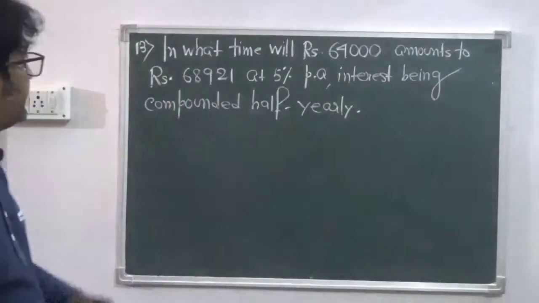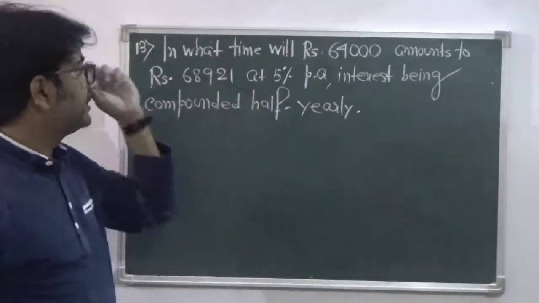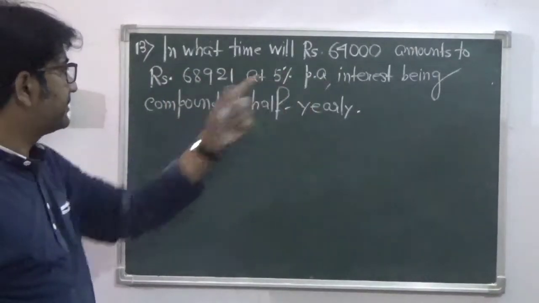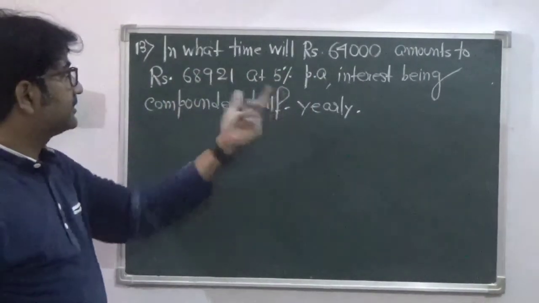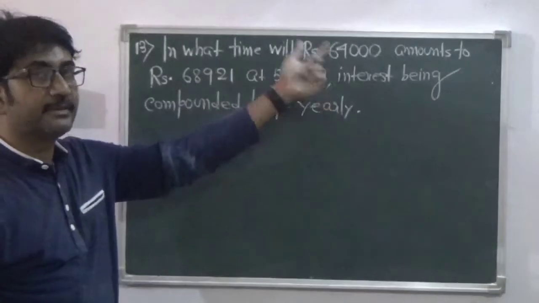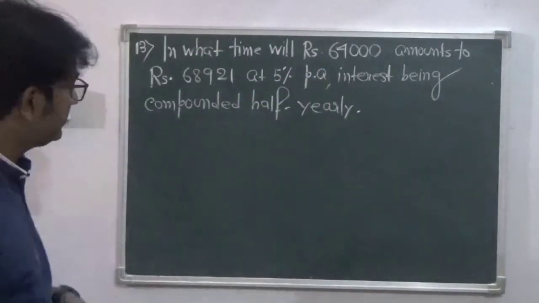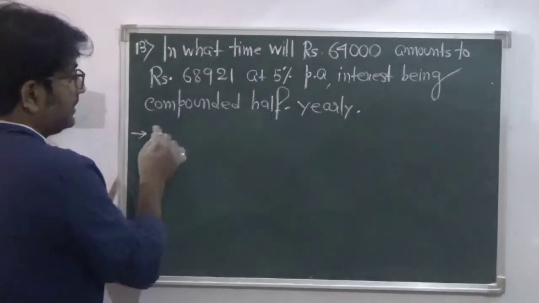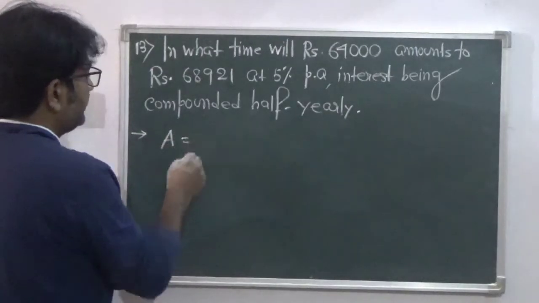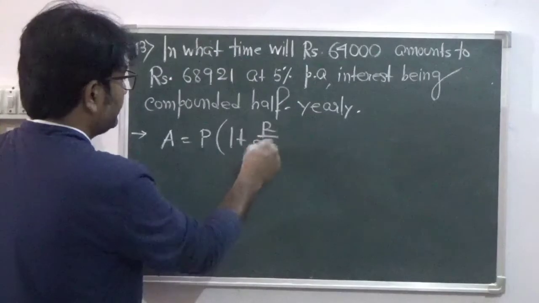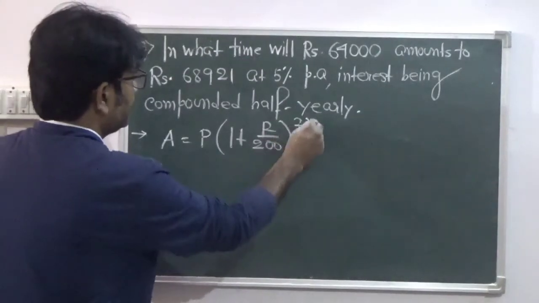So this question says: in what time, again we have to find the time, will rupees 64,000 amount to this at 5% per annum interest being compounded half yearly. The amount is given, the principal is given, but this time the interest is compounded half yearly. So you need to use the formula for half yearly interest.